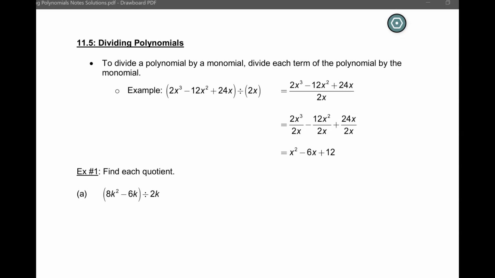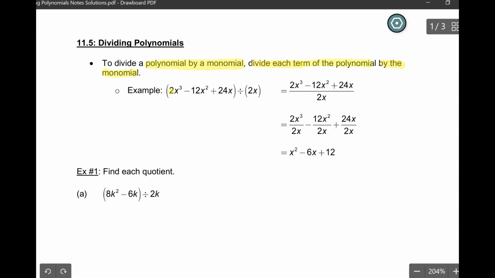Okay, so here is the last lesson that we're actually going to be covering before spring break, 11.5, dividing polynomials. So first thing we're going to look at is dividing a polynomial by a monomial. All right, so again, polynomial is one or more terms, dividing by a monomial, which is one term. So basically what you're going to do is you're going to divide each term of the polynomial by the monomial.